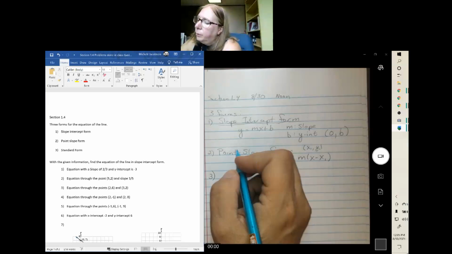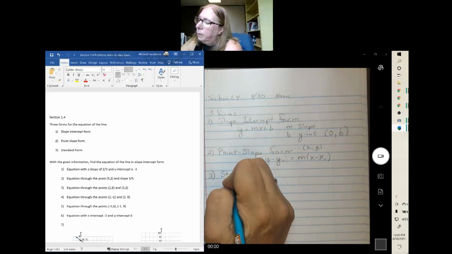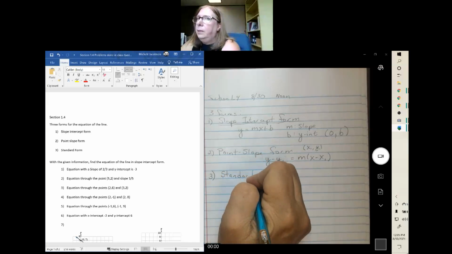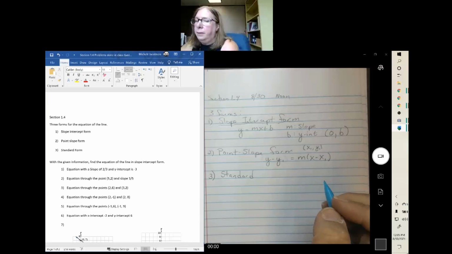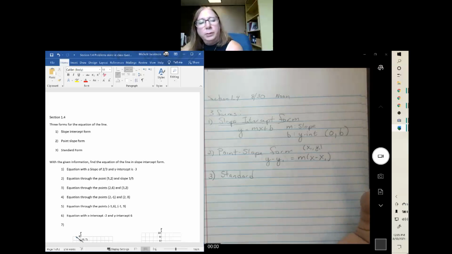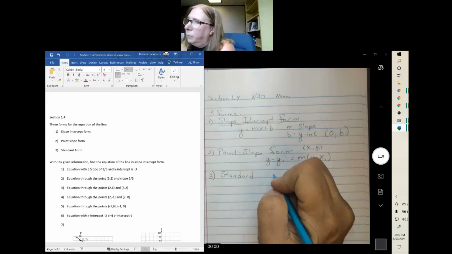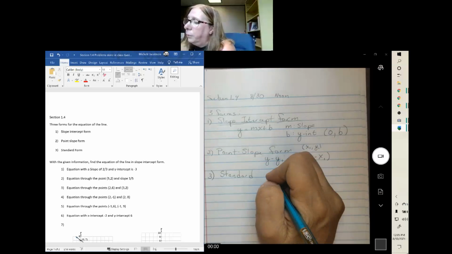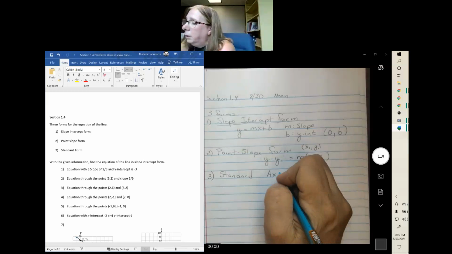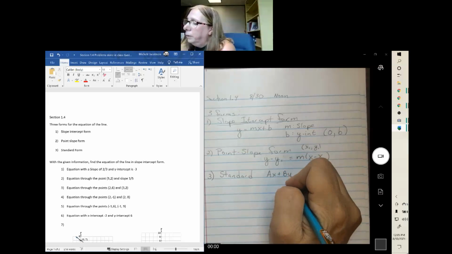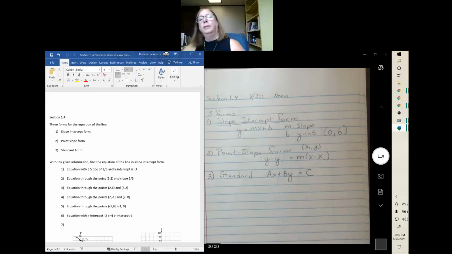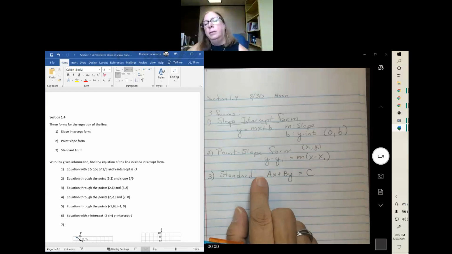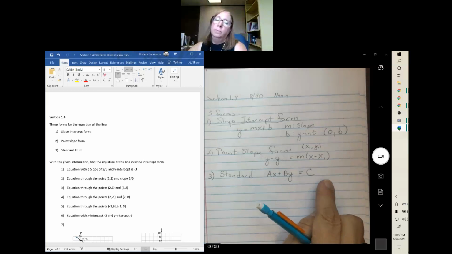The last one's called standard form. Normally, you shouldn't have any fractions, but books are allowing it now. But normally, standard form is no fractions. But since your book's allowing it, fractions are okay. But your x term goes first, and then your y term, and then the constant is by itself. So you have your x term, your y term, and your constant.